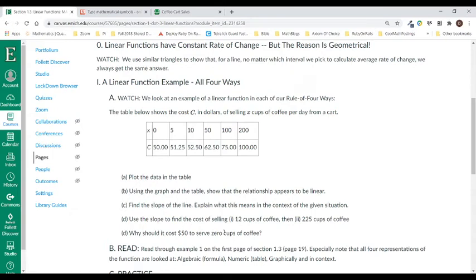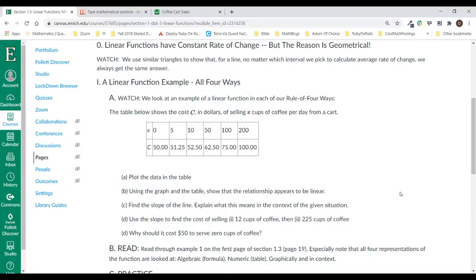What we're going to try to do here is to mirror the main example of the section with one of our own. And here's the problem. It says the table below shows the cost C in dollars of selling X cups of coffee per day from a cart. So they have some data, and they want us to do things with it. They want to plot the data. They want to see, hey, is it linear data? They want us to find a slope, explain what it means, and then use the slope, and then maybe answer a question that isn't about linear functions, but is about the cost of a coffee cart.